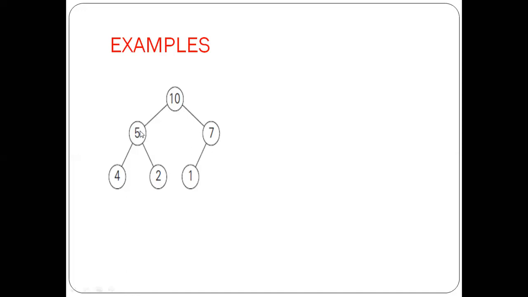4 and 2, so the parent is dominating its child because 4 and 2 are lesser than 5. Similarly, 7 is a parent node and its child is 1, so the parent is dominating, no problem. So 5 and 7 are the children of 10, and again the parent 10 is dominating. Only 3 nodes are parents which have child nodes.